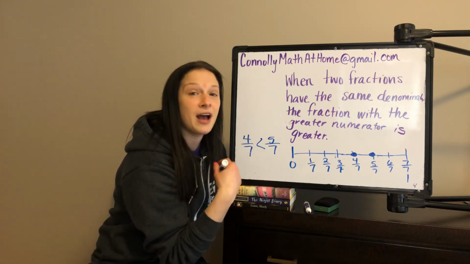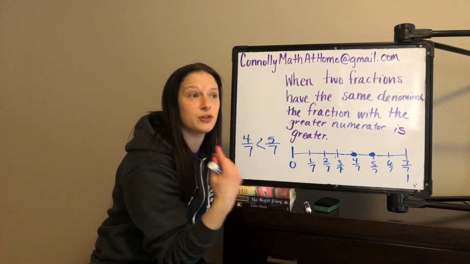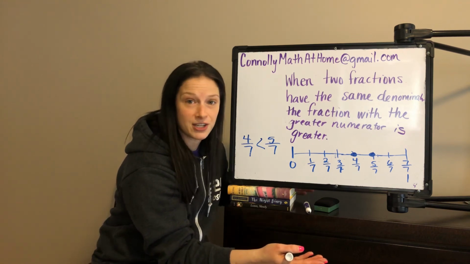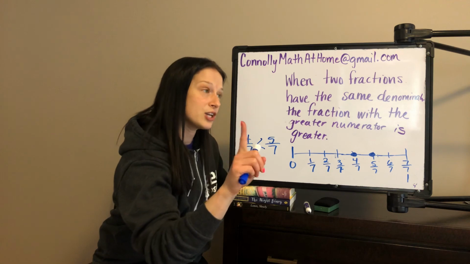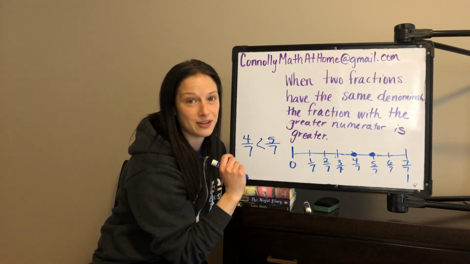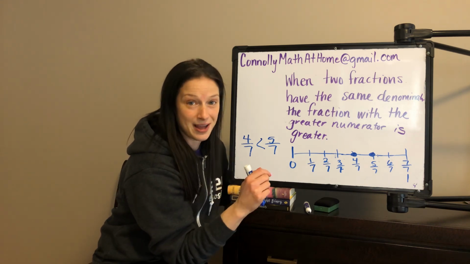Okay? So, I hope this was helpful. Remember, you're drawing the area model, same size whole. You're drawing the number line with the same size whole. And then we're comparing fractions based on a representation. But we also now know one conjecture, that when the denominators are the same, the one with the greater numerator is greater. Okay? So keep that conjecture in mind, and we're about to learn a lot more.